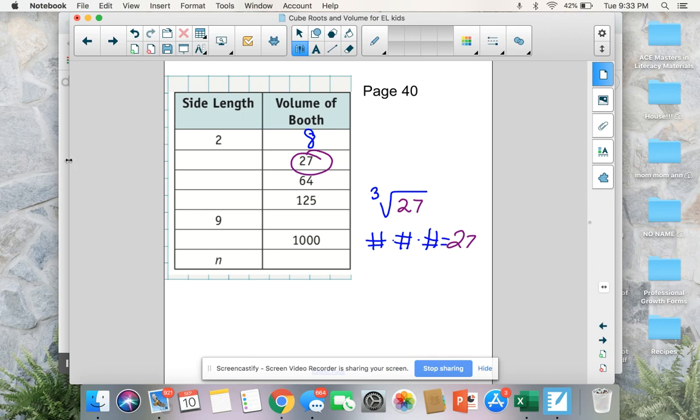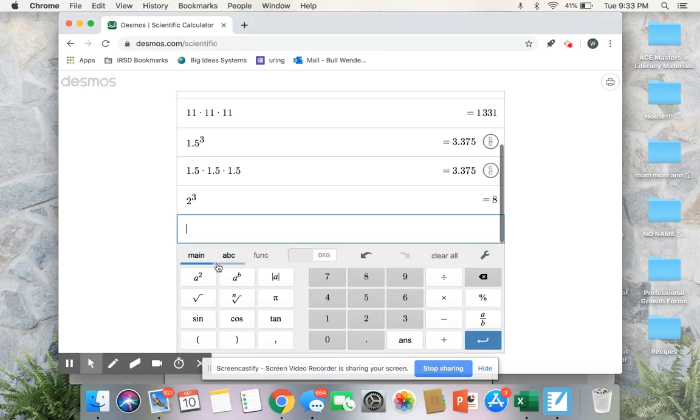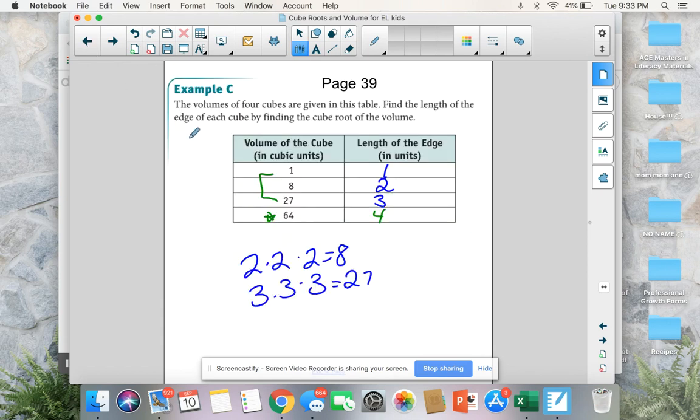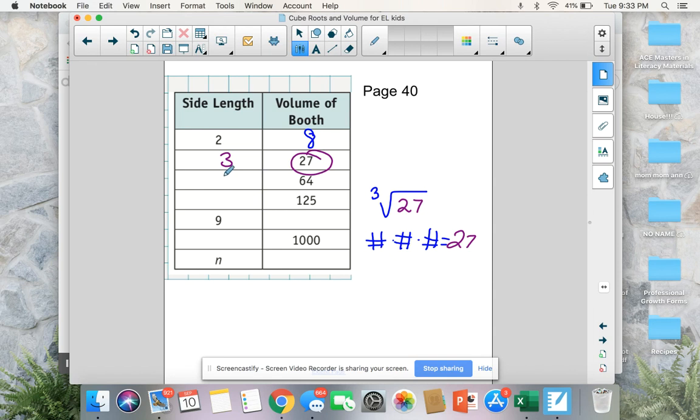I'm going to go into my calculator and see this little symbol right there where it has n. So instead of saying n, I'm going to put in a 3, and then I'm going to put in 27. And it tells me that the side length is 3. You should memorize up to 5. So if that's 3, what do you think the 64 is? Go back to kind of where we were right here. So if that's 3, my 64 side length is 4. Okay.